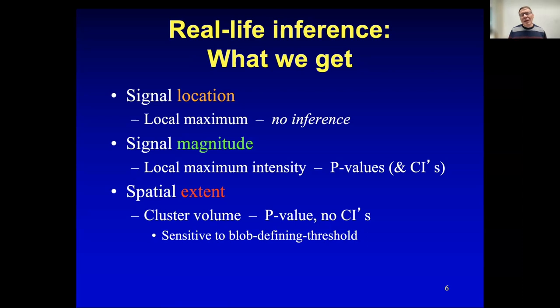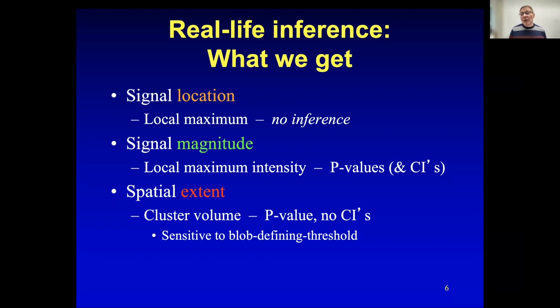Signal magnitude? Well, because we're taking a mass univariate approach where we fit a linear model at each point in the brain, there we can get pretty much everything you want, all the usual results from a statistical procedure: confidence intervals, p-values, estimates, whatever. Spatial extent is somewhere in between, where sure, we get a volume for your particular cluster, and we can compute a p-value. How surprising is it to get a cluster of that size, given that there would be no signal anywhere? But we get no confidence intervals because we don't have a spatial model. I got a 1,000 voxel cluster on this data set. If I repeat my experiment again and again, am I going to get anywhere from 50 to 10,000, or is it just going to be like 990 to 1,010? We don't have those measures of uncertainty because we don't have a spatial model.